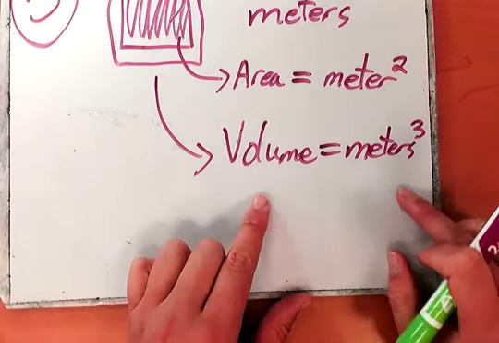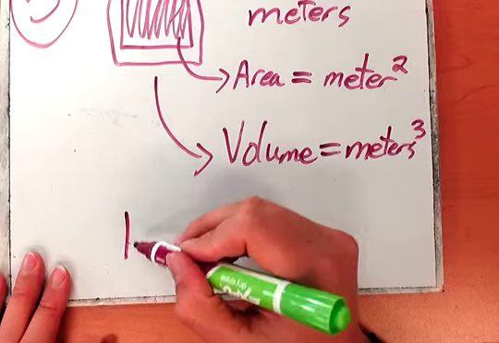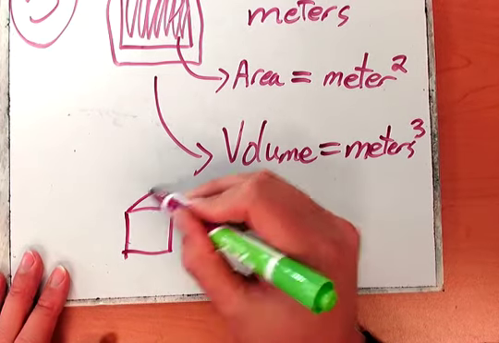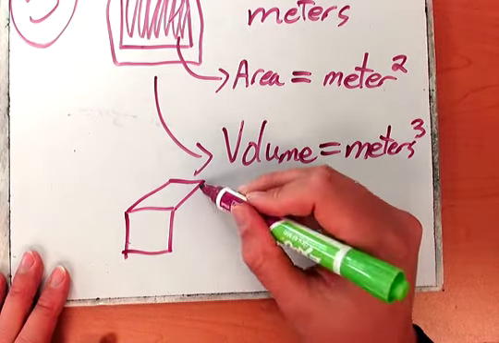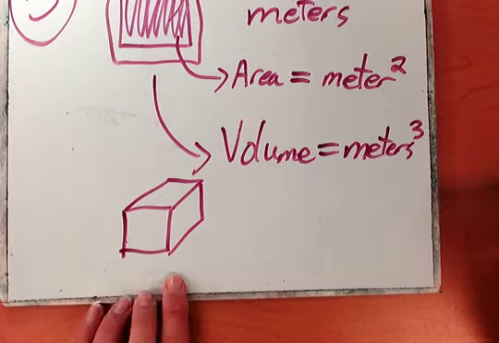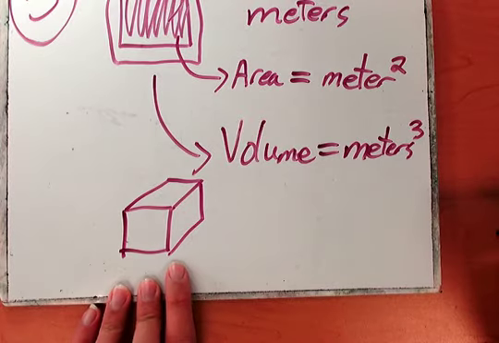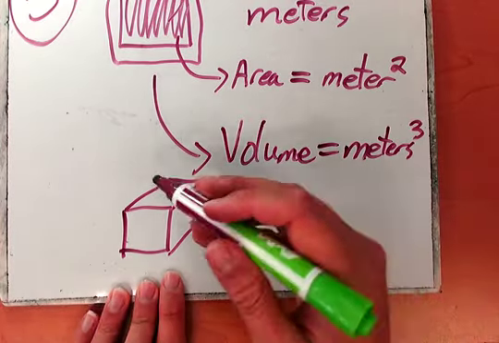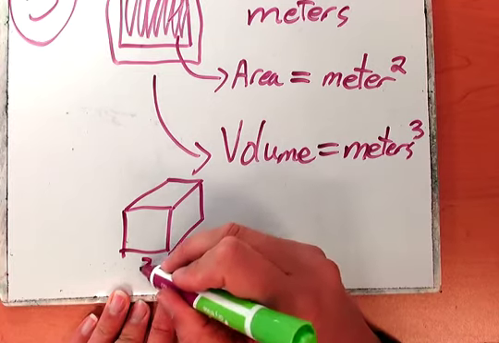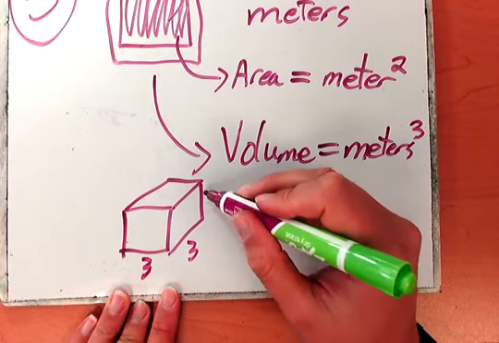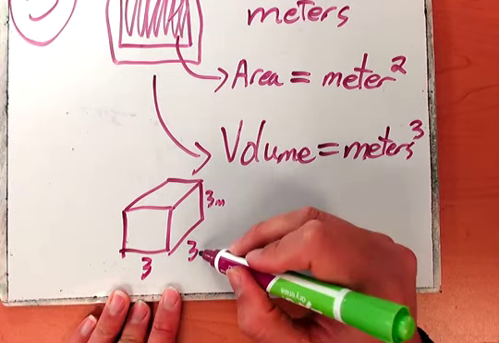So normally in volume, the easiest thing to do is a box. And we just draw a box like that. That's 3-dimensional. I'm not a very good artist. In this case today, we have all of the sides being equivalent: 3 meters, 3 meters, 3 meters.